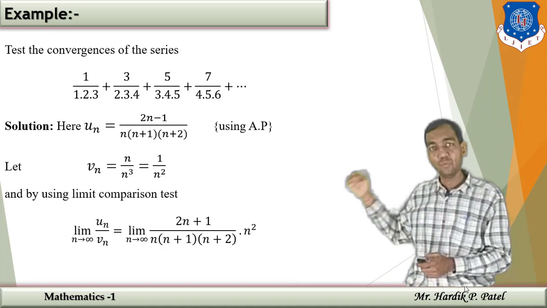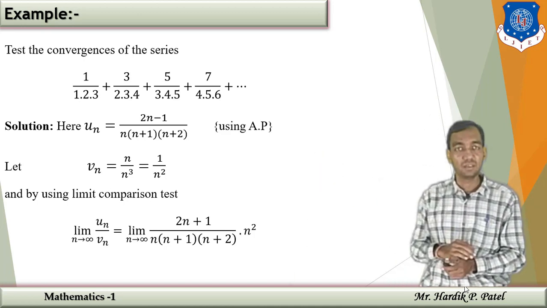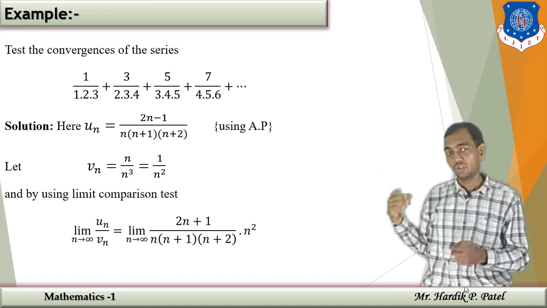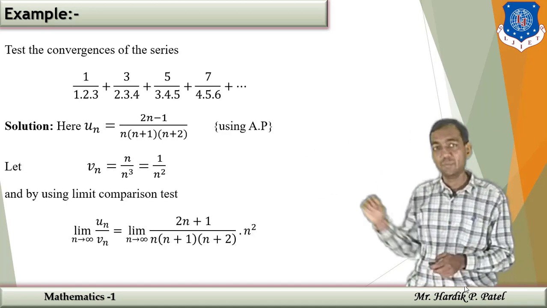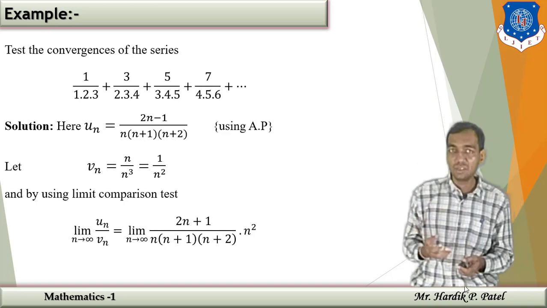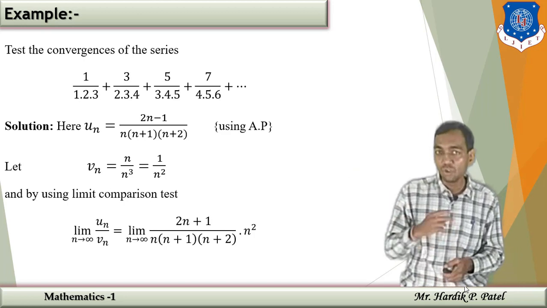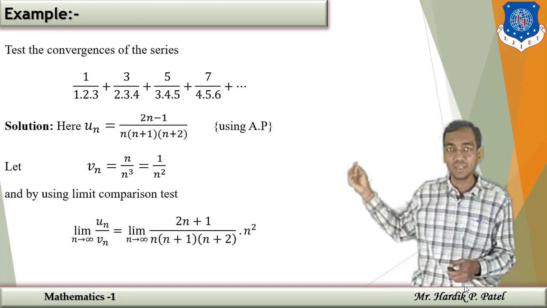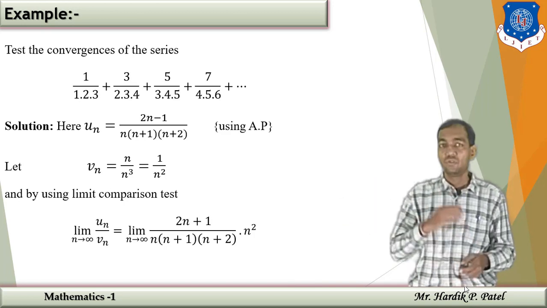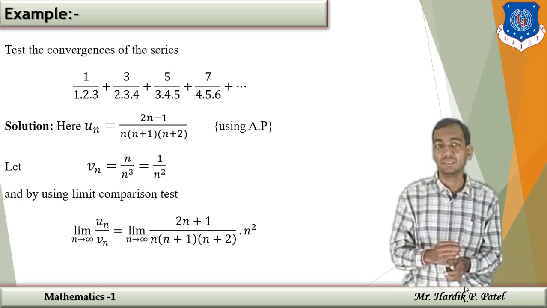In the same manner, from the denominator we take the first term, which will be 1, 2, 3, 4, simply n. If you consider the second term, that will be n plus 1. In the same manner the third term will be n plus 2. So your un will be 2n minus 1 divided by n into (n plus 1) into (n plus 2). In such a manner you have to find out the nth term of a series.